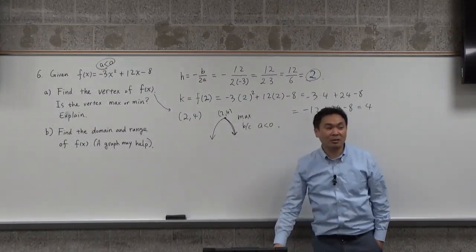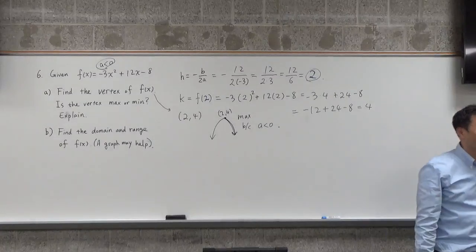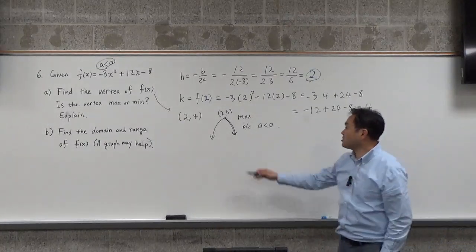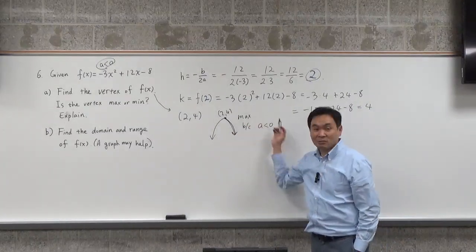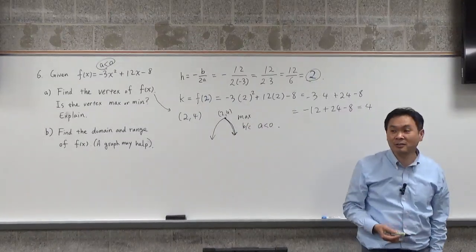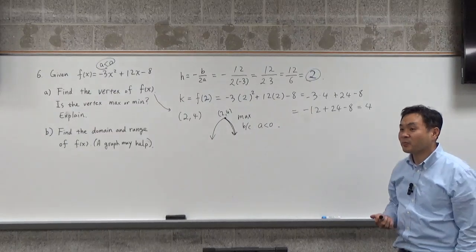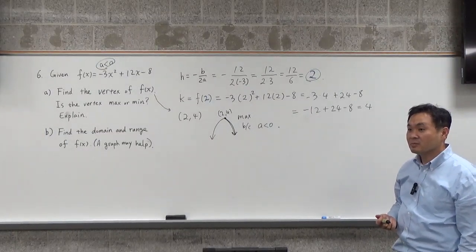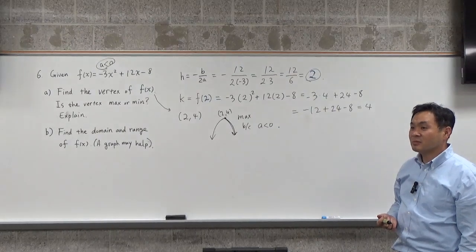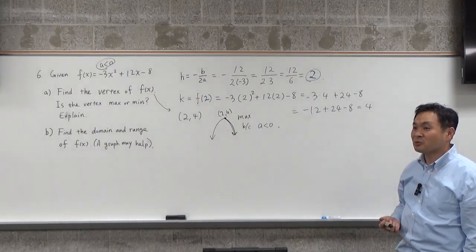Once it's explained, should we just draw a graph? Yeah, just say this is the graph because a is less than 0, and this is enough. If I see this, I'll give you full credit. So when the coefficient is negative, it's a max, and when it's positive, it's a min. That's what's going to happen eventually.